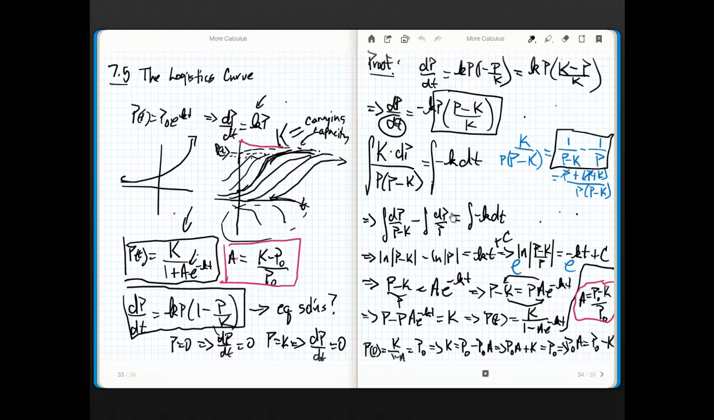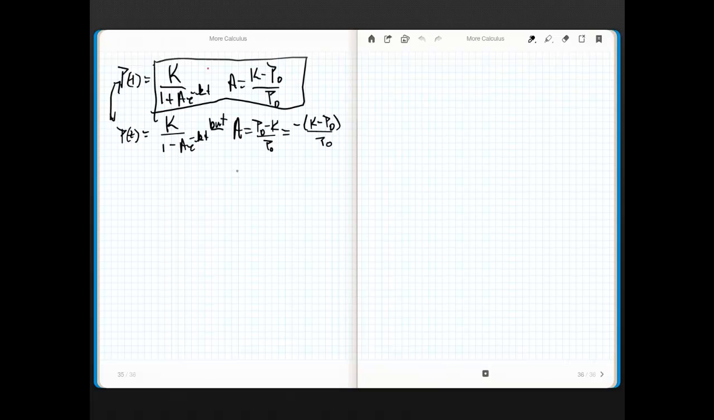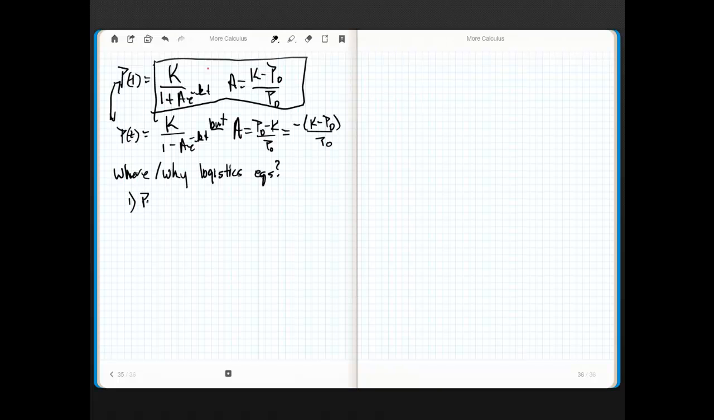Now, before we're done, let's talk about where logistic equations are useful. Where, why logistic equations? Logistic equations. All right. Well, the easiest to see is population.